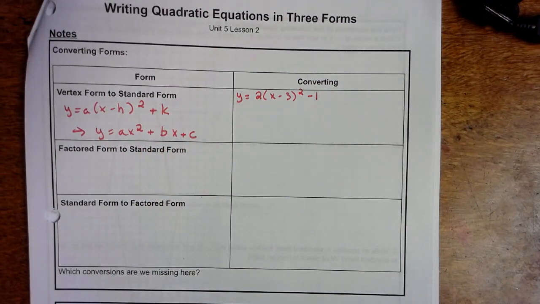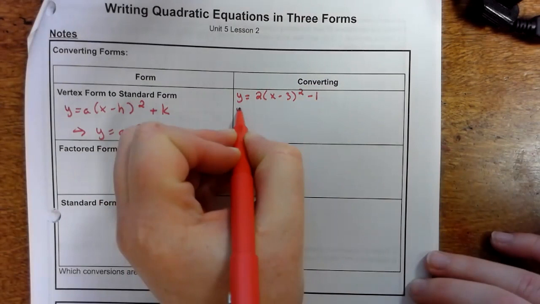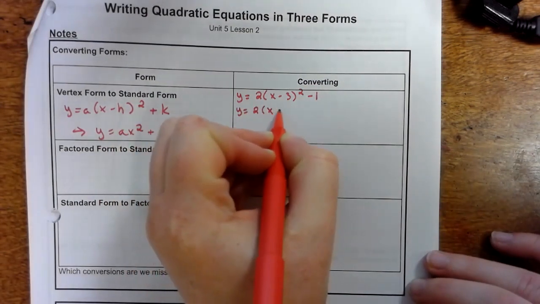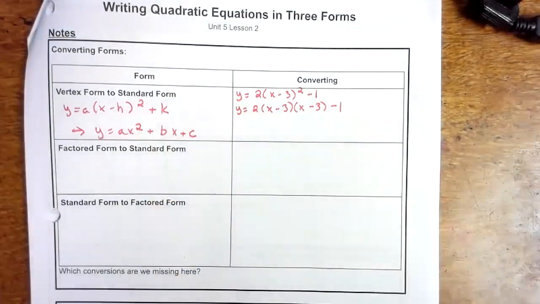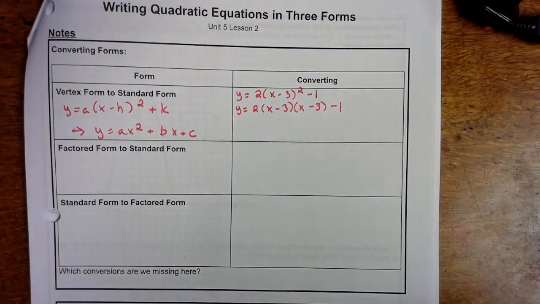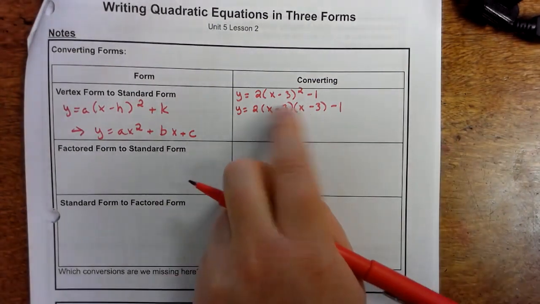And remember, at any point, just pause and write everything down. Also, there is an answer key online posted. So step 1 is to expand. I'm going to rewrite this. y equals 2(x minus 3)(x minus 3) minus 1. There was a squared here, so I wrote the parentheses twice. There are 2 factors.